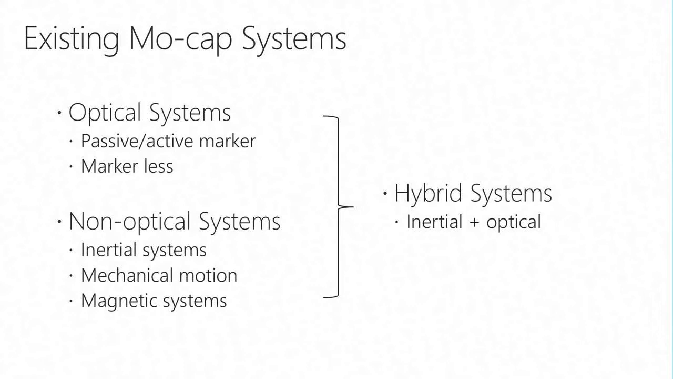So the existing MOCAP systems on the market mostly fall into 3 categories: the optical system, the non-optical system, and the hybrid systems. For the first category, the optical system, people usually use markers, either passive or active, which are attached to the subject's body segments. And we use cameras to track the motion of these markers in 3D space. Then we recover the motion of those markers and correlate it with the corresponding body parts. Thus, we can recover the motion of the subject.